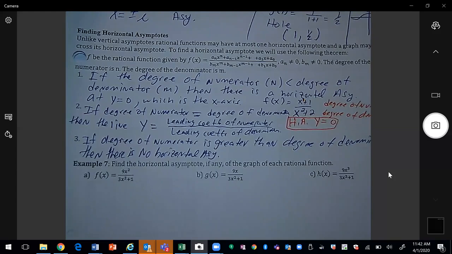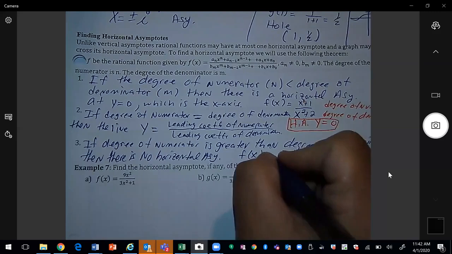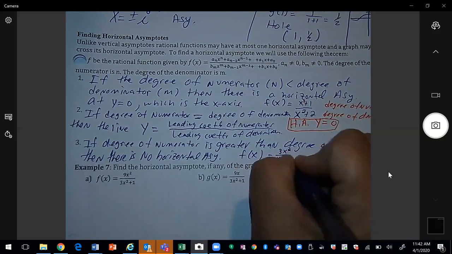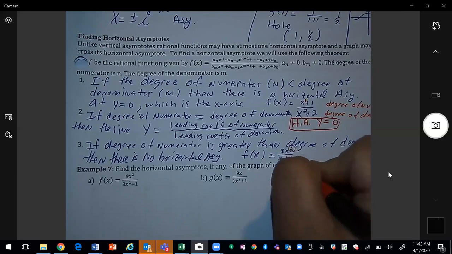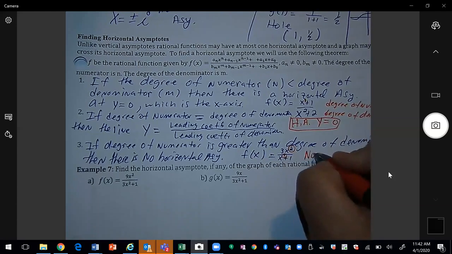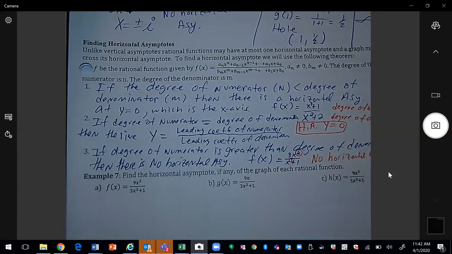For example, if I had f of x is equal to 3x squared divided by x plus 1, my degree here is a 2, and this one has a 1. So the degree of the numerator is greater than the degree of the denominator. So my answer here is there's no horizontal asymptote. Okay.